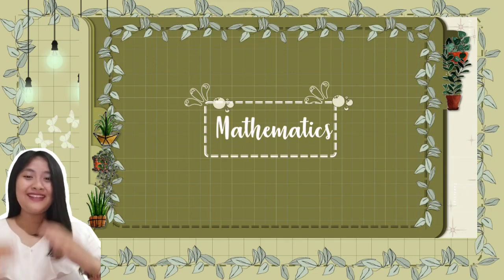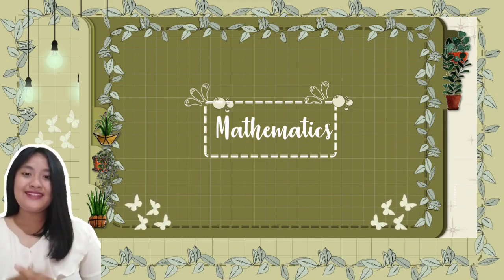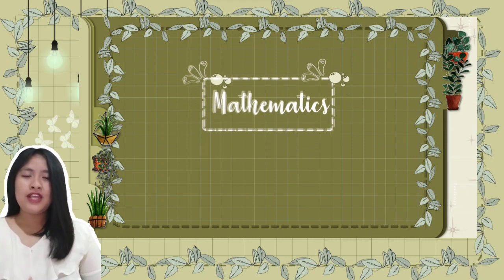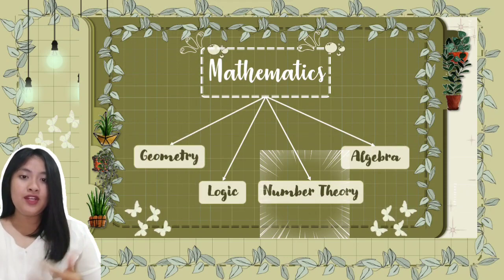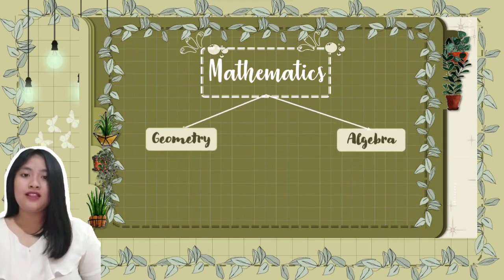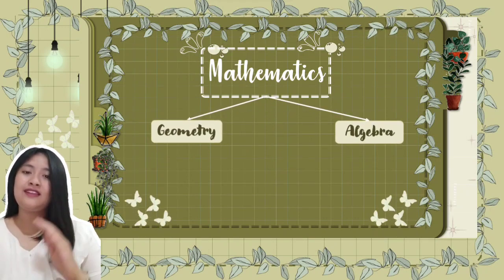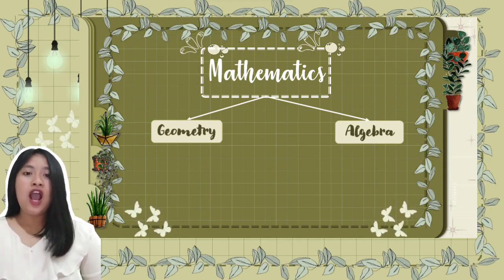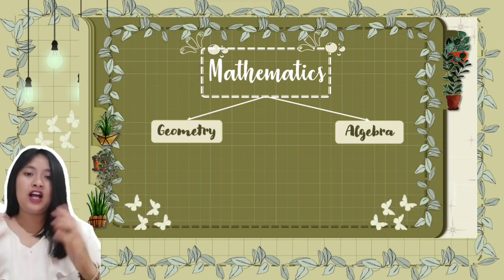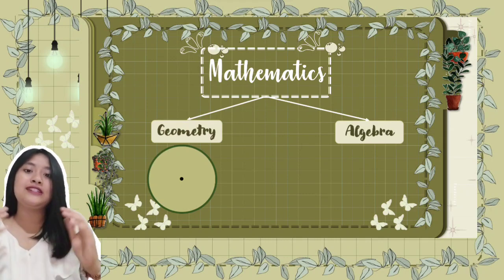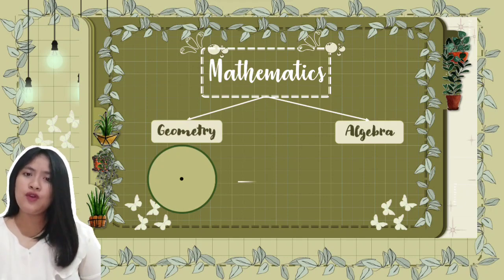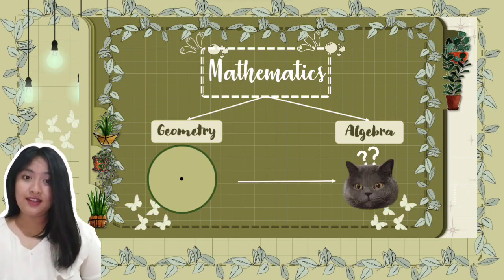Now, let's see something interesting. Mathematics has a lot of branches such as geometry, algebra, logic, number theory, etc. But for now, let's focus on geometry and algebra. Let's see how we can represent a circle in geometry as well as algebra. We all know that this is the geometrical representation of a circle. But do you know its algebraic representation?